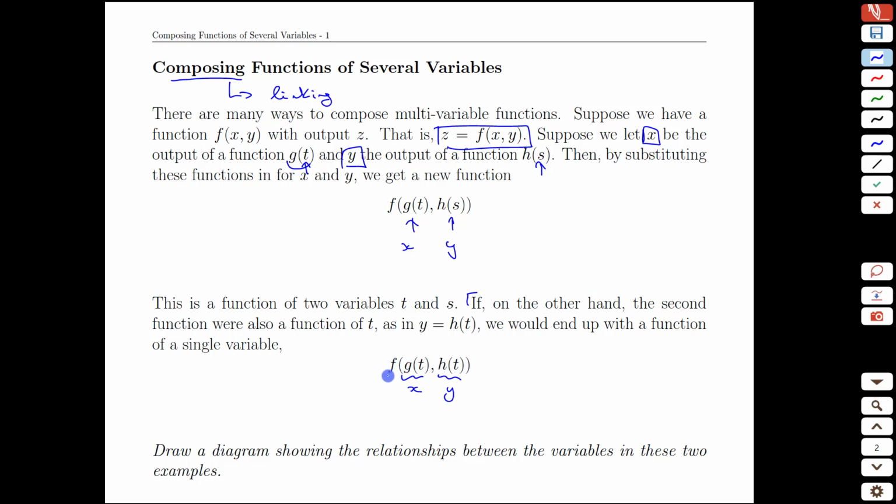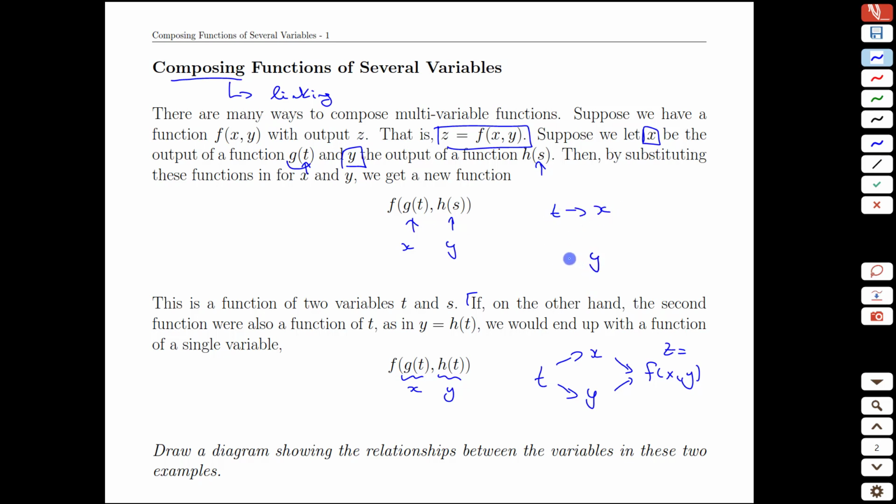What we can do is draw diagrams for these scenarios where, in this case here, time is giving us information about x, or dictating what our x position is, and likewise that same time value is dictating what our y position is. And once we know those two coordinates, then we can compute our f of x, y or our z value.